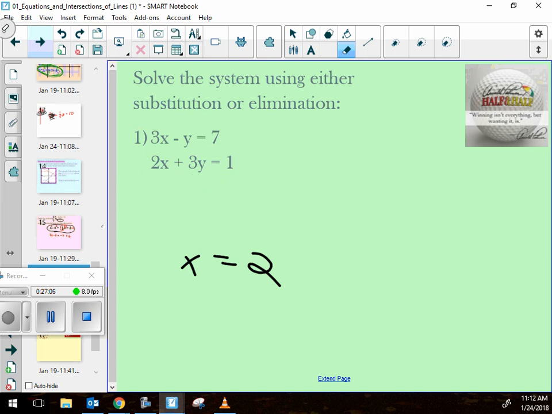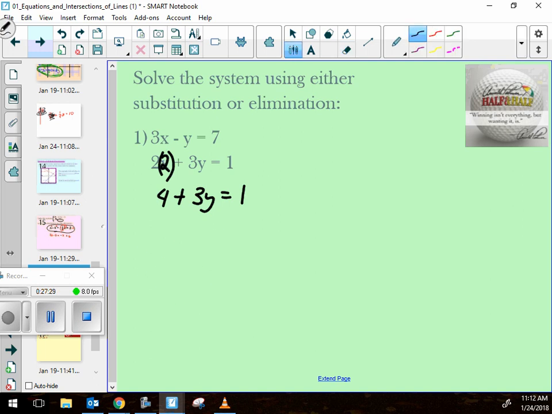You now know that x is 2. You could put it into either equation, whichever one you want. Personally, I like not having negatives, so I'm going to stick it in this one. So then it's 4 plus 3y equals 1, and I just have to solve, and I'll know what y is. See what I mean? Once you know x is something, stick it into either one. You could have stuck it here if you wanted. That would have worked. But I don't like negatives, so I chose the bottom one.